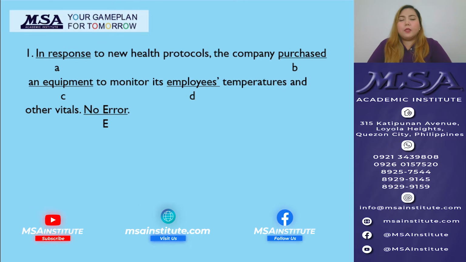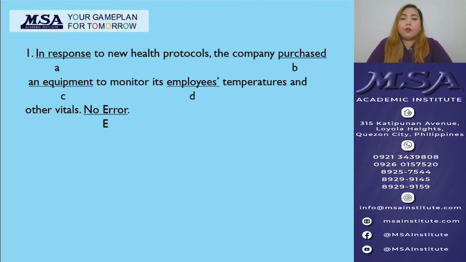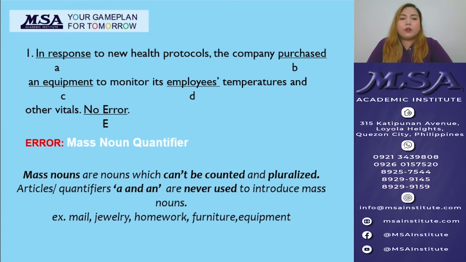In our first item, the underlined parts are nouns and a verb. So you should have recalled the different common errors that occur on those parts of speech. If you think that the error in this sentence is on noun usage, then you're correct because the error is on the mass noun quantifier. Remember, mass nouns are nouns that can't be counted and pluralized, and it's wrong to introduce them with articles a or an. Examples of mass nouns are the words mail, jewelry, homework, furniture, equipment. Therefore, those words cannot be pluralized nor introduced with articles a or an.